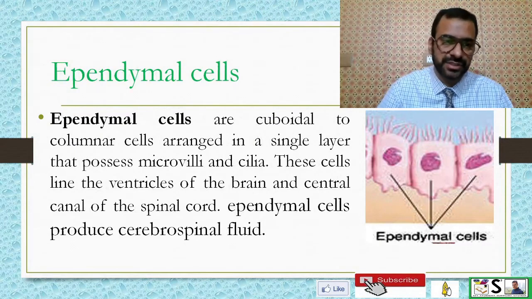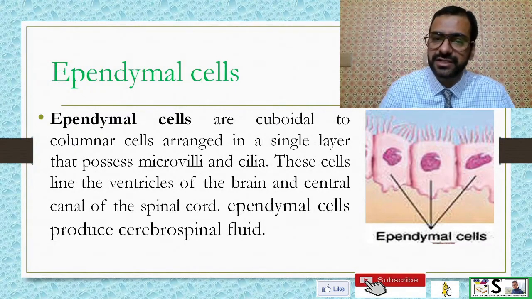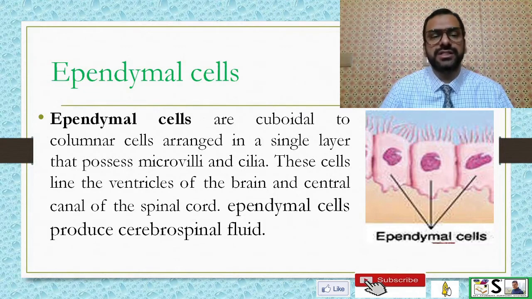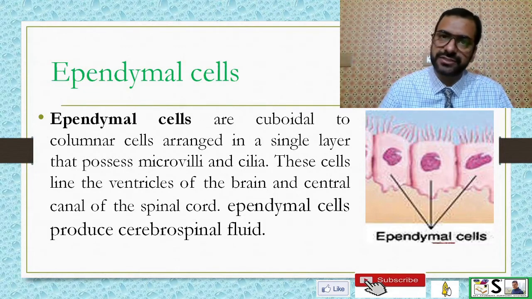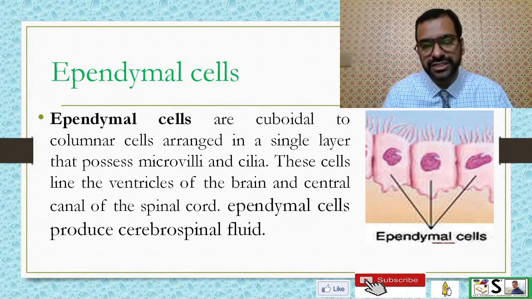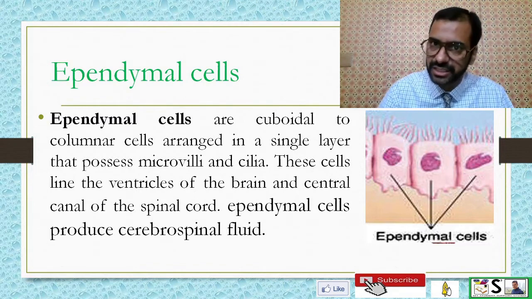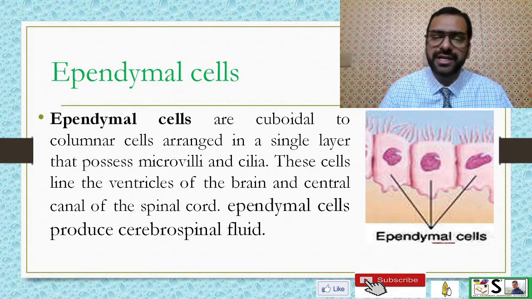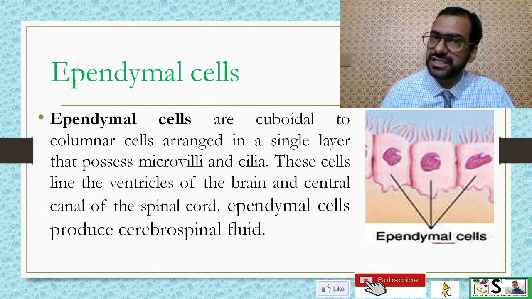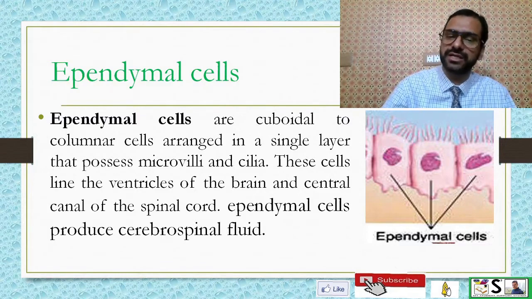Ependymal cells. These are cuboidal and some columnar cells arranged in a single layer. They possess microvilli and cilia. These cells line the ventricles of the brain and the canal of the spinal cord, that is the central canal of the spinal cord. Ependymal cells produce CSF or cerebrospinal fluid.